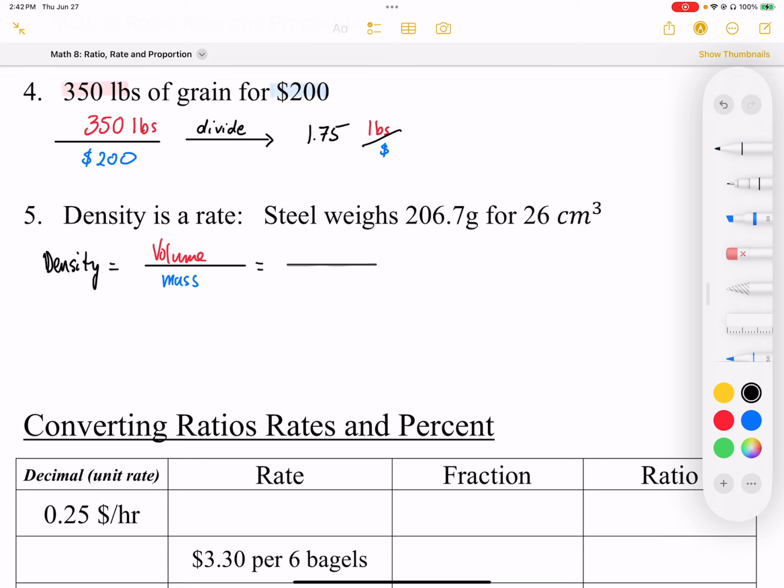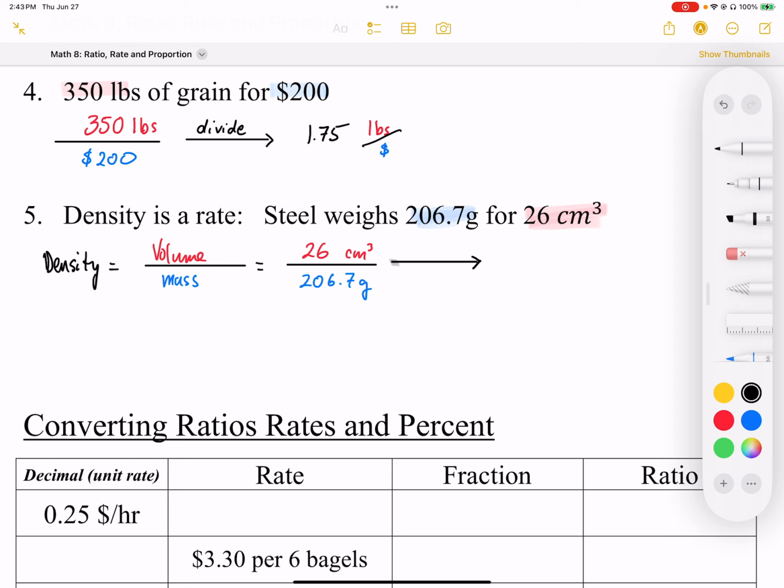So for this particular problem, we're talking about steel. Steel has a volume of 26, and it's measured in centimeters cubed, and our mass is going to be 206.7 grams. Okay, so that represents our mass. The 26 centimeters cubed, which is the same as milliliters, is our volume. Once we have our rate, we can use that rate, but generally it's easier to convert into a unit rate.